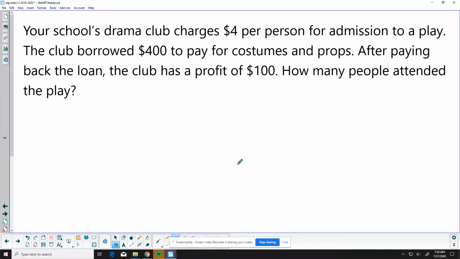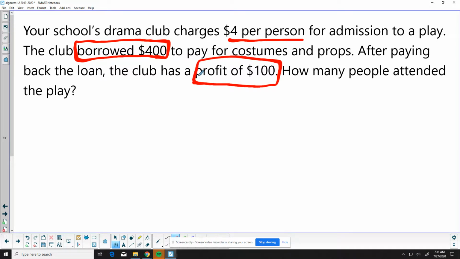All right, one more story problem. It says your school's drama club charges $4 per person for admission to a play. The club borrowed $400 to pay for costumes and props. After paying back the loan, the club has a profit of $100. How many people attended the play? So the club charges $4 a person for admission, and they borrowed $400 to pay for the costumes. After paying back the loan, the club has a profit of $100. So profit is how much money they made off of it.